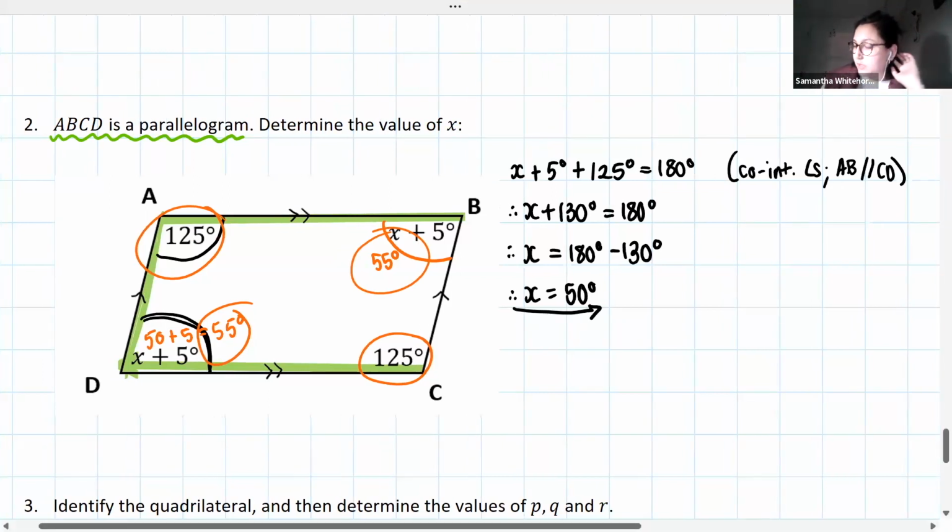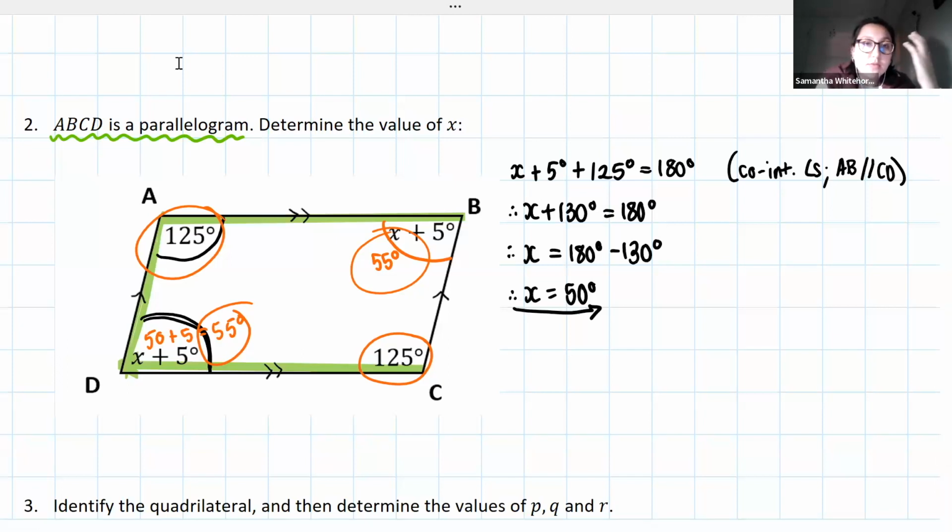All right, so I'm going to stop, take your screenshots. If anyone has any questions, you can raise your hand and ask me. But guys, this is essentially how we take all of those characteristics that we learned and we start to apply them to questions, where I start to give you values and I ask you questions about the specific quadrilateral.